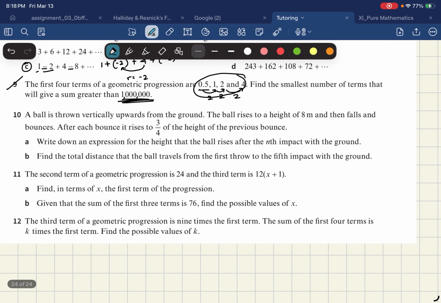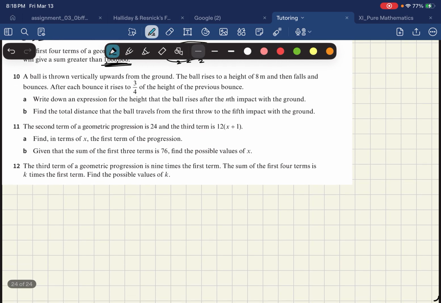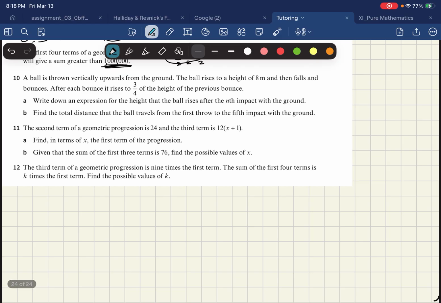A ball is thrown vertically upwards from the ground. The ball rises to a height of 8 meters and then falls and bounces.